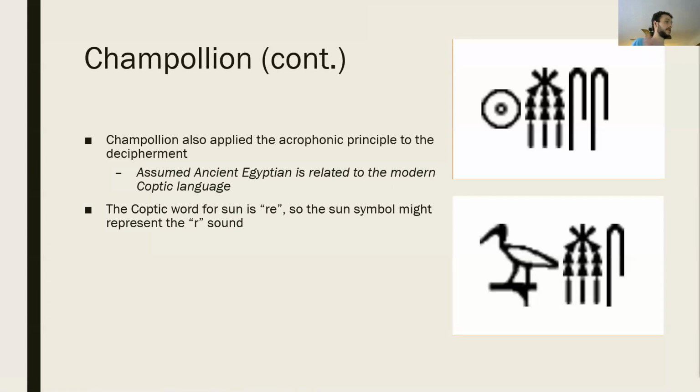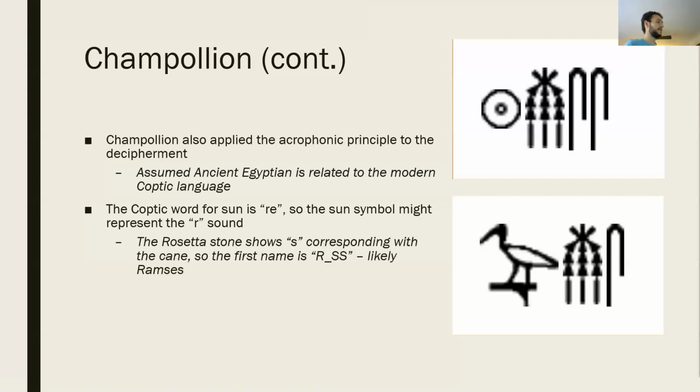So the Coptic word for sun, for example, is Re, and you can see that the symbol in the top picture on the left is pretty reminiscent of a sun. So he made the assumption that this symbol might represent the sound R. And based on some correspondences we find in the Rosetta Stone, we can see that S corresponds with the cane symbol. So that means that the symbols at the top here represent R, blank, S, S.